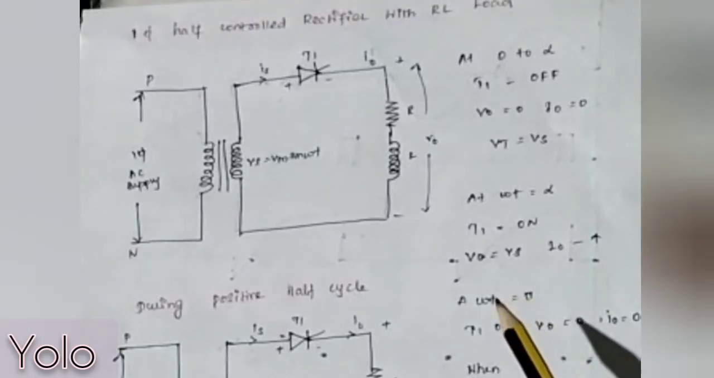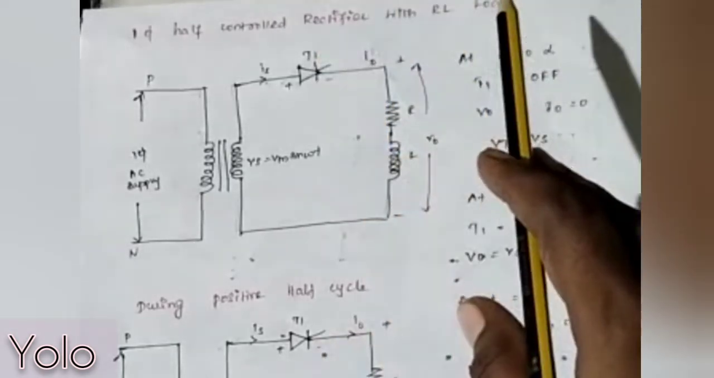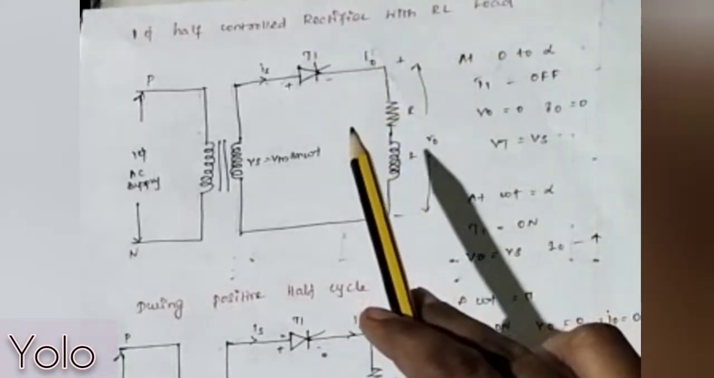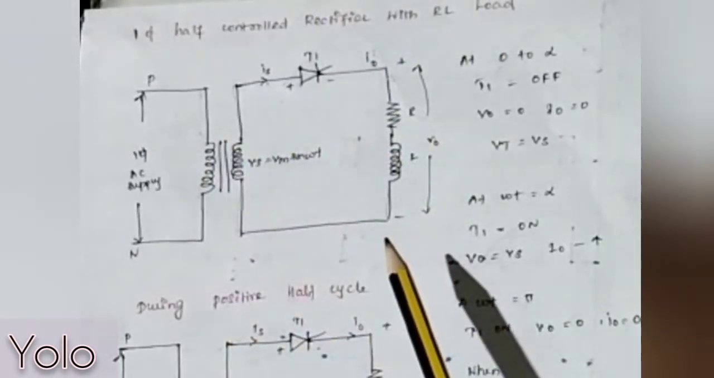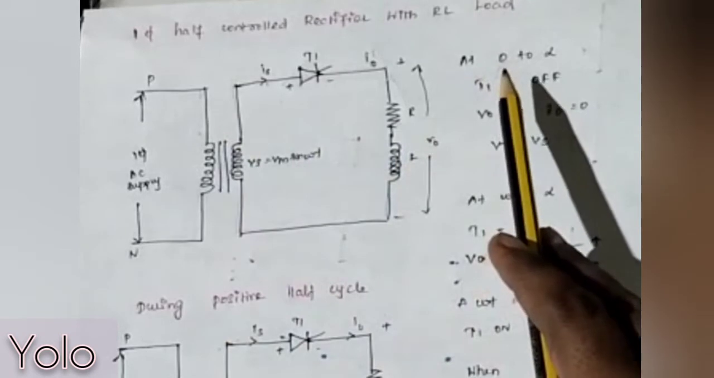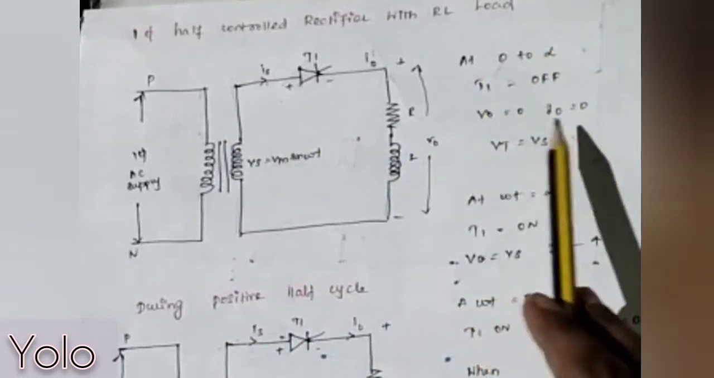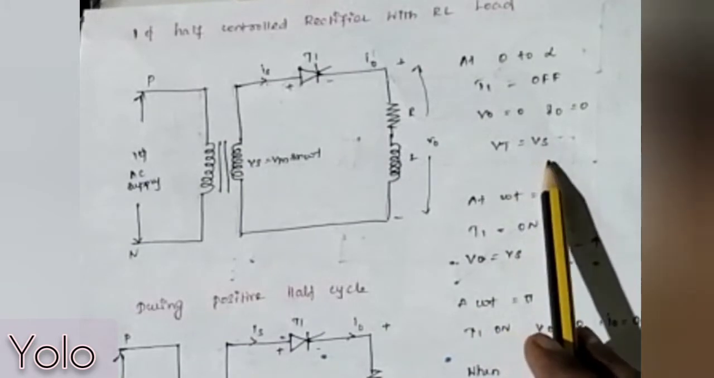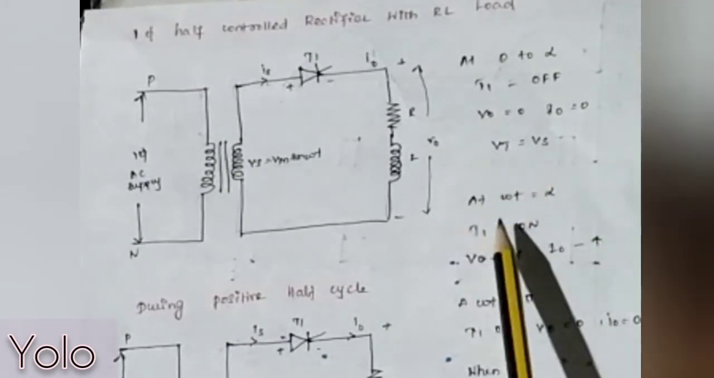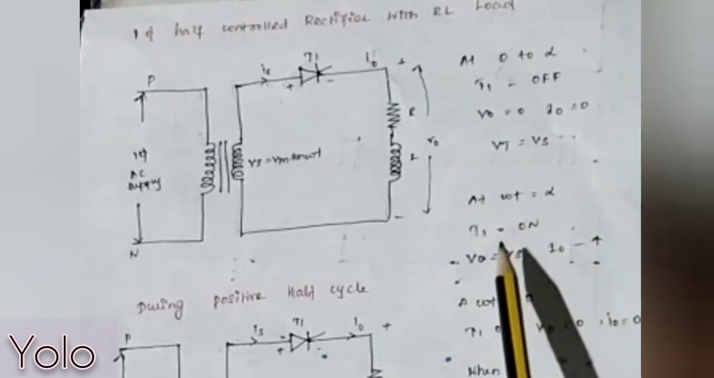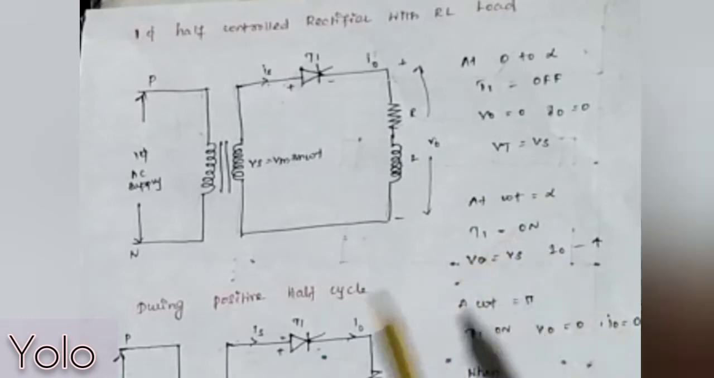At 0 to alpha, the thyristor is in forward blocking mode. At this time, V0 equal to 0, I0 equal to 0 and Vt equal to Vs. When omega t reaches alpha, the thyristor is in forward conduction mode. So thyristor T1 is turned on by applying a gate signal. The load voltage V0 at once becomes equal to the source voltage Vs.